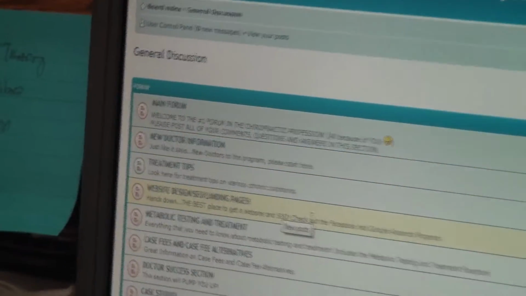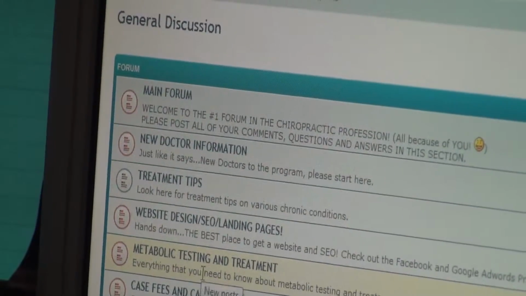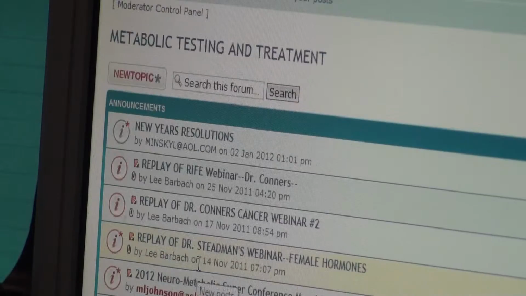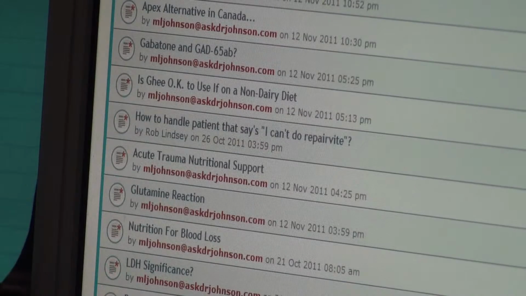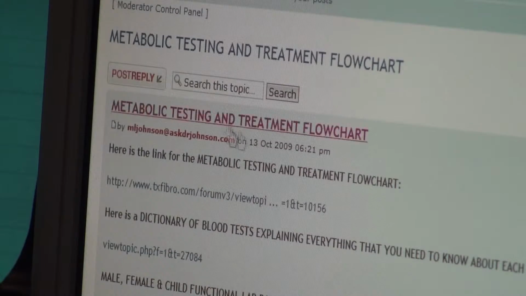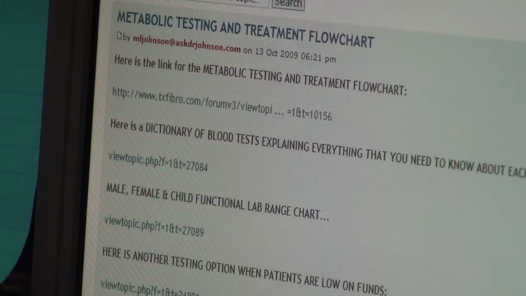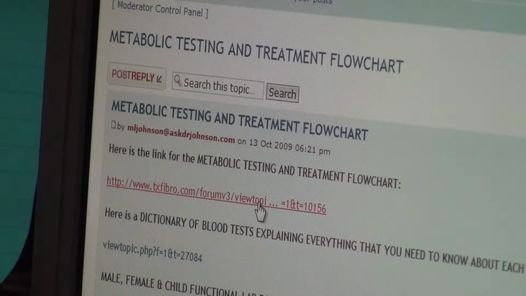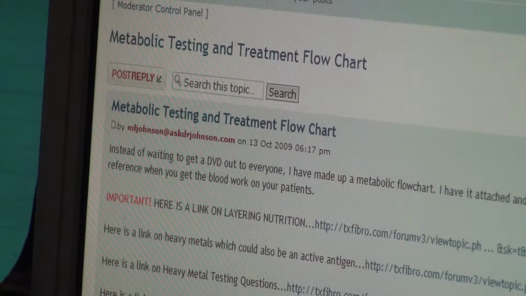This is our message board. We have a main forum, a new doctor section, treatment tips, case fees, but there's a section, metabolic testing and treatment. And literally, it's packed with information. There's 5 pages in the metabolic testing and treatment section. We have a metabolic testing and treatment flow chart. There's a dictionary of blood tests explaining everything, male and female, functional range limit. There's blood chemistry.